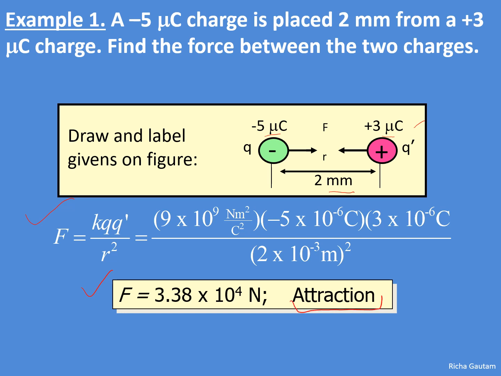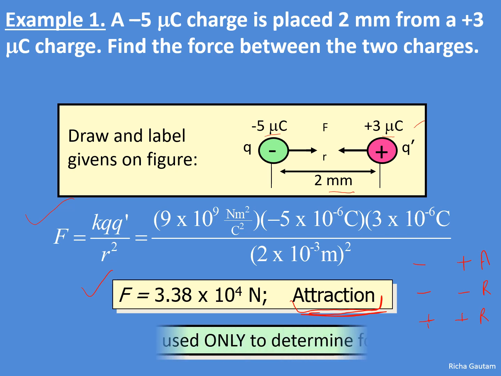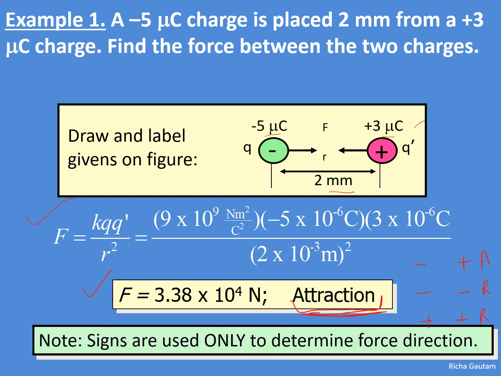And the force between these two charges is the force of attraction, because we have a negative and a positive charge. If you have two negative charges, then there will be force of repulsion. If you have two positive charges, then again there will be the force of repulsion. So note that the signs are used only to determine the force direction.